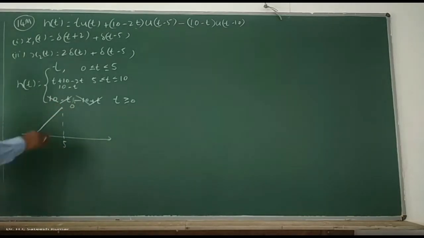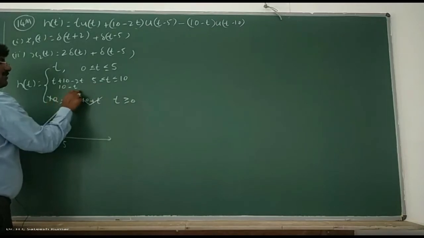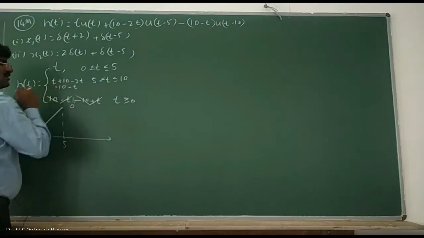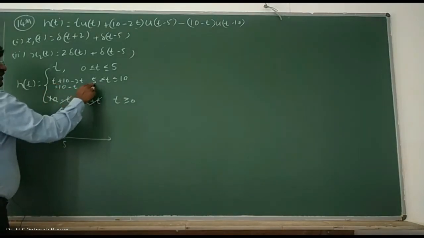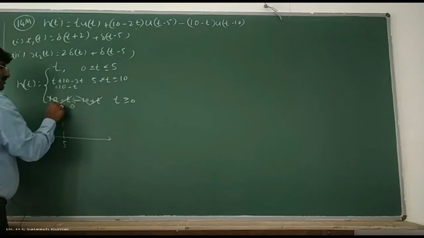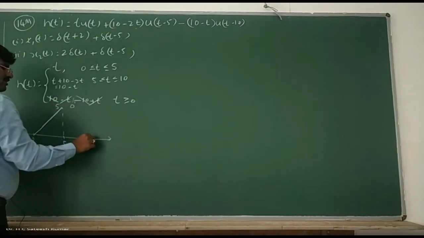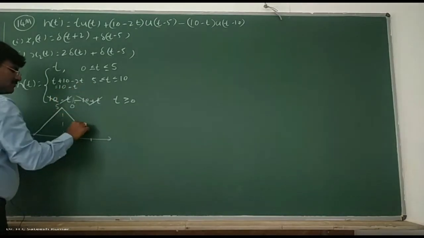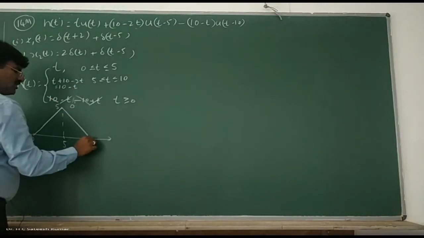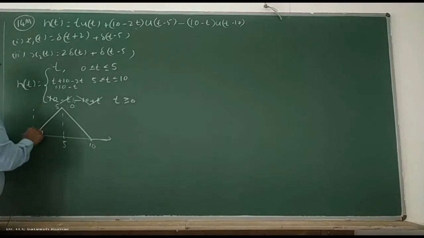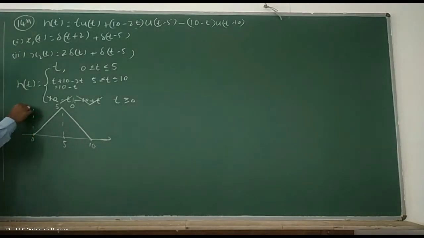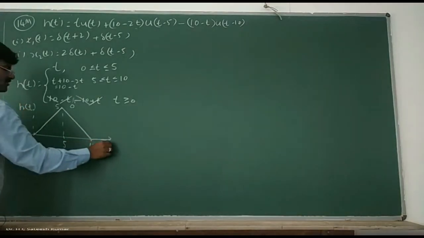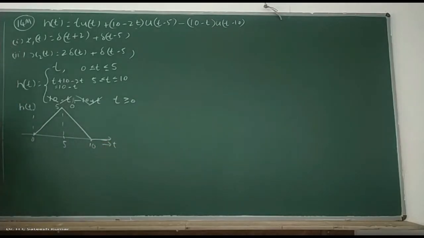5 to 10, what is the value? 10 minus t. At 5, what is the value? 10 minus 5 is 5. At 10, what is the value? 10 minus 10 is 0. After 10, what is the value? 0. So this is your h of t on the time axis. Once you get this, the rest we can use.